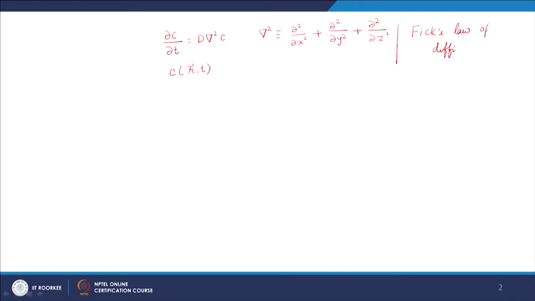In fact, there are two laws, one that relates the concentration to the derivative of the flux, and another law that basically describes the flux J as diffusivity multiplied by the del of C, and when the two are combined together we get this particular equation.